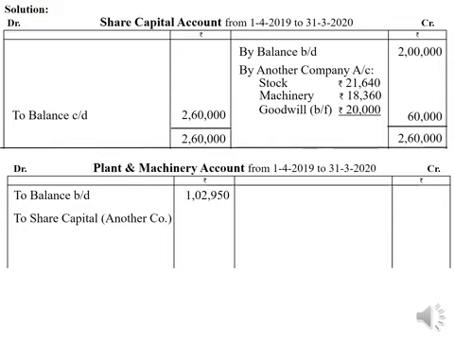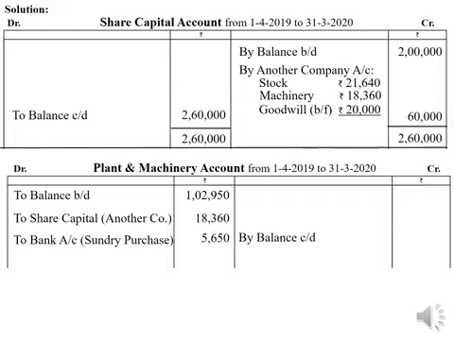1,02,950 given in the problem. Then by issuing share capital to another company, the company has purchased machinery worth rupees 18,360. That has to be added to plant and machinery account. Additionally, sundry purchase of rupees 5,650 worth of plant and machinery was made during the year. So record it as 'To bank account, sundry purchases 5,650'.